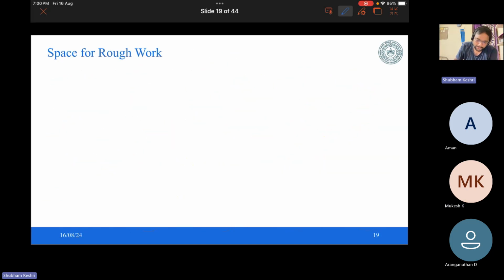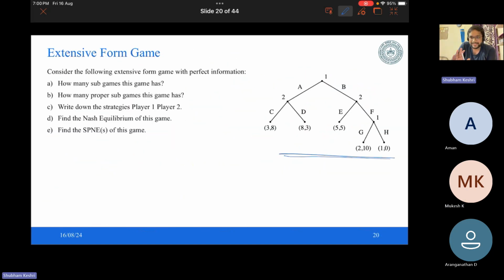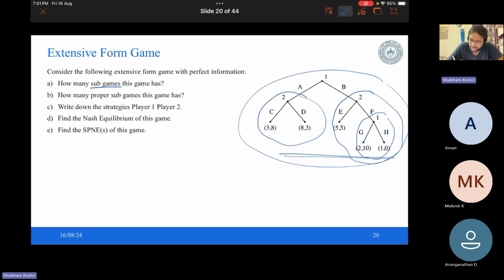So we'll go to the next problem. This is also a similar game. We have to say how many subgames there are, how many proper subgames there are. We will define the strategies of the players, then we'll find the Nash equilibrium, and then we'll find the subgame perfect Nash equilibrium for this game. I'll not actually define how these two are different because this will need more ideas, but I'll give you an intuition of where the difference is. So how many subgames are there? This is one subgame, this is another subgame, this is one subgame, and the whole game is also a subgame. So there are 4 subgames in this game.